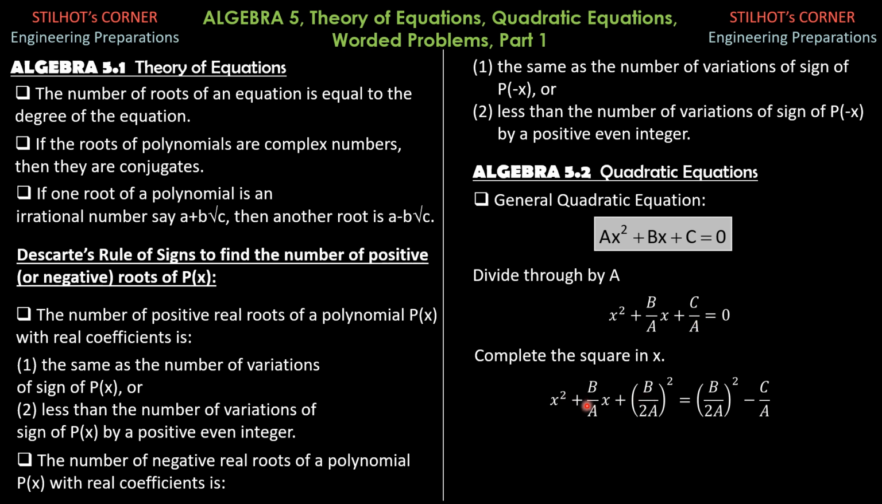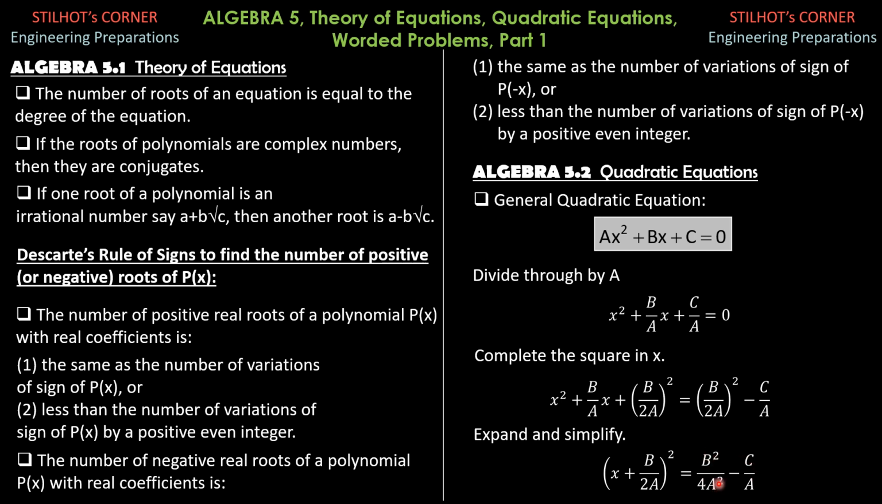So this is now a perfect square trinomial, and we can write this as x plus b over 2a quantity square, and let's simplify the right side as b squared minus 4ac all over 4a squared. So we expand and simplify. Then we have x plus b over 2a quantity square equals b squared over 4a squared minus c over a.